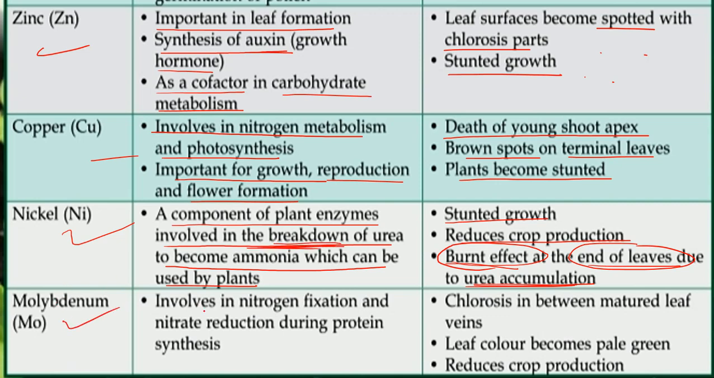And then molybdenum is involved in nitrogen fixation and also nitrate reduction during synthesis of protein. The deficiency of molybdenum is chlorosis in between mature leaf veins. Chlorosis will occur between the mature leaf veins, and then the leaf color will become pale green, and this will reduce the crop production.